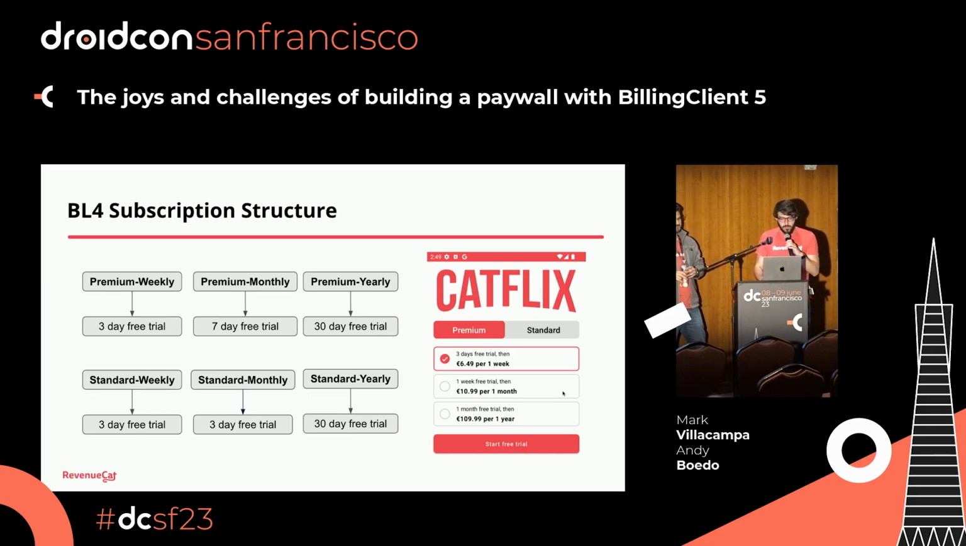right? So as Andy explained, in Billing Library 4, every combination of subscription product and subscription period needs to be its own separate product. So because I have 2 subscription tiers here, premium and standard, and then 3 subscription periods for each one, I need 6 different products.